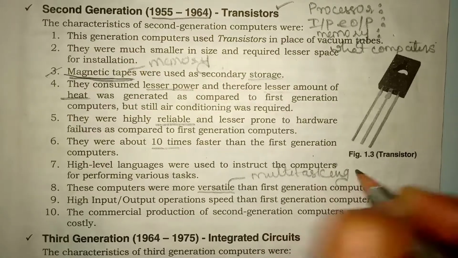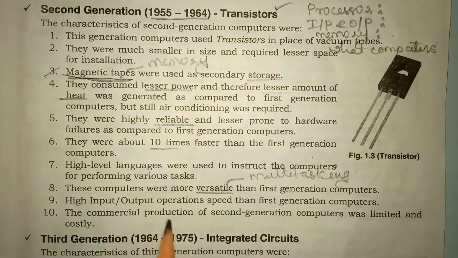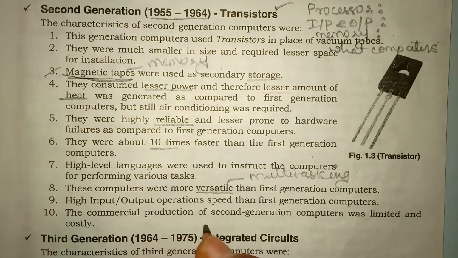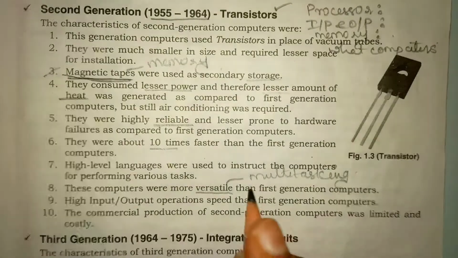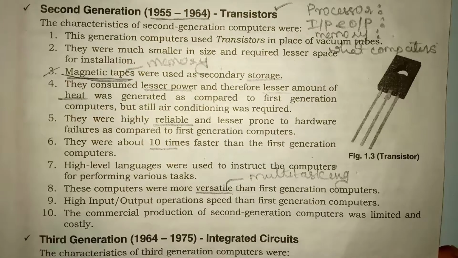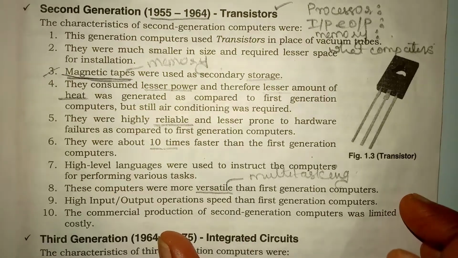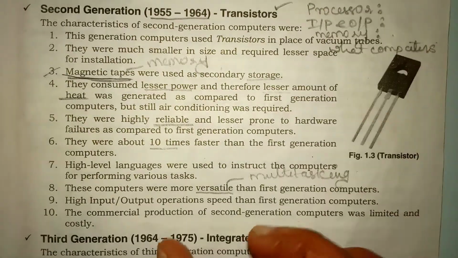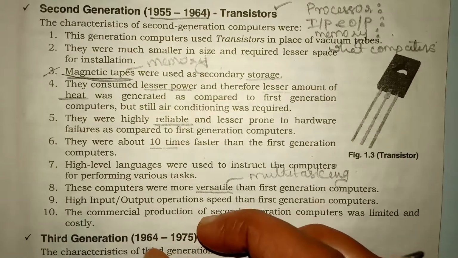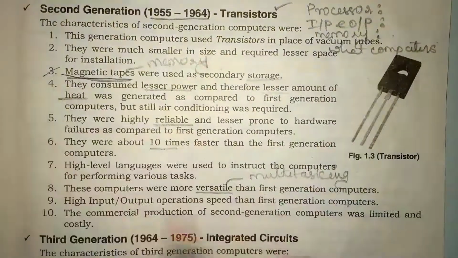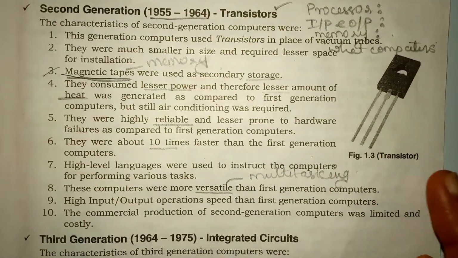Second generation computers are versatile, which is nothing but multitasking capability. So second generation computers were used for multitasking, and had higher input output operation speed than first generation computers. And here the commercial production of second generation computers was limited and costly. There were some advantages compared to the first generation, but somewhat disadvantages also in this generation. So this was about second generation computers.